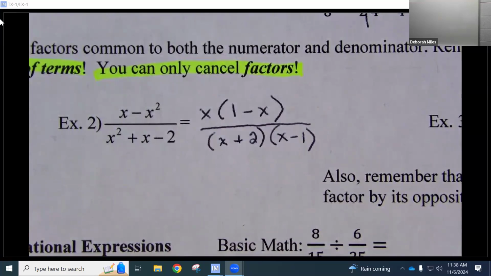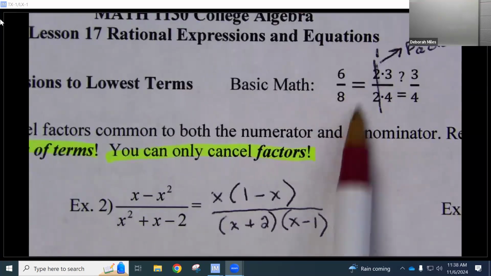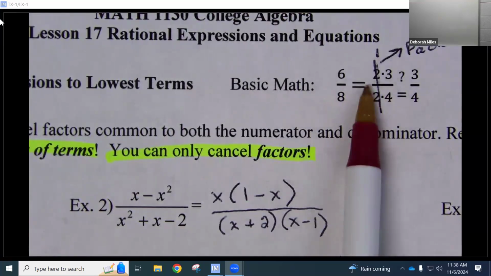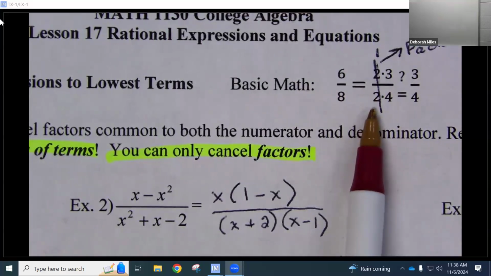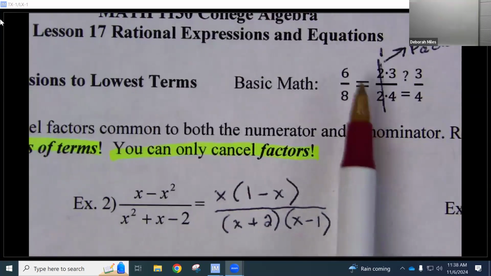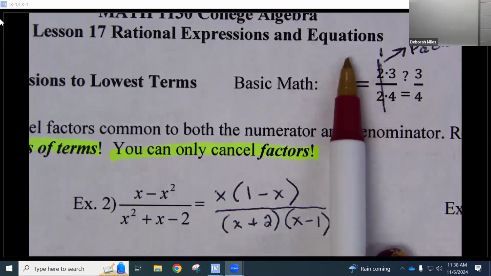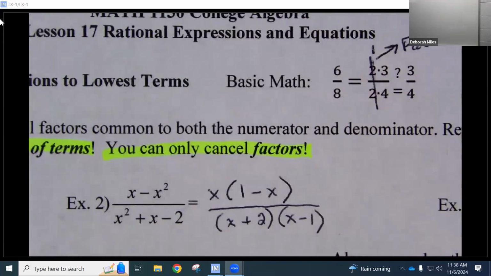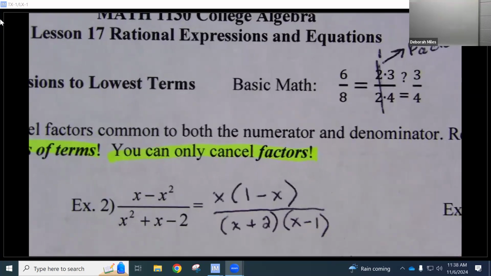Now, I know I can cancel common factors in basic math because I did right here when I canceled those 2's. Really, when I say cancel my 2's, I mean I said 2 goes into 2 one time, 2 goes into 2 one time. I divided numerator and denominator both by 2.